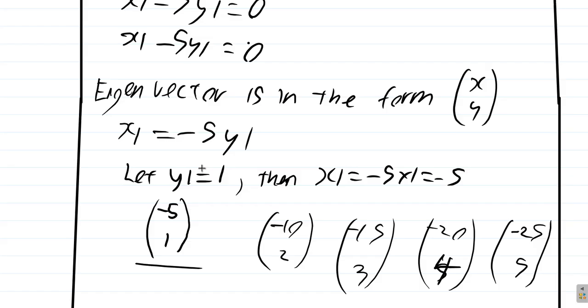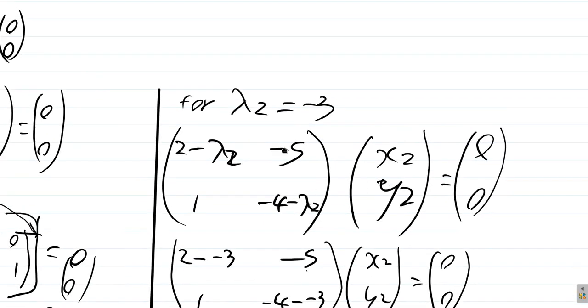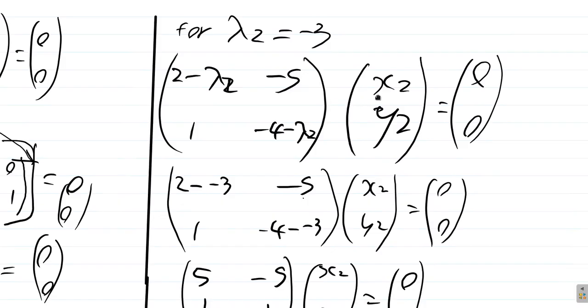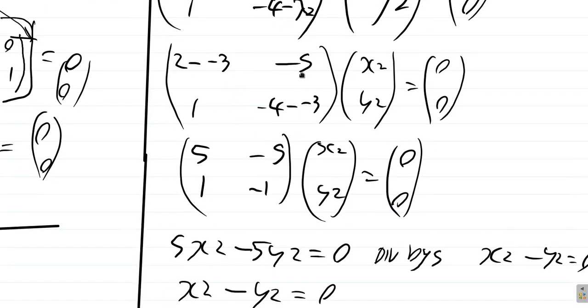You make up a number, usually just 1. If x1 is something multiplied by y1, put in 1 for y1 and see what x1 is, right? And you get your eigenvector. There is no one specific eigenvector, but you use the simplest one. In this case, lambda 2 is negative 3, that's the next eigenvalue. You substitute it and work it out, alright?